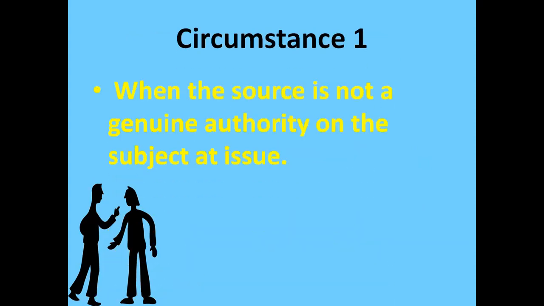First circumstance or situation is when the source is not a genuine authority on the subject at issue. Now the question is, who is an authority? An authority is a person who possesses special knowledge, competence, or expertise in a particular field. The most obvious way to commit the fallacy of inappropriate appeal to authority is to appeal to a person who is not a genuine authority on the subject at issue.